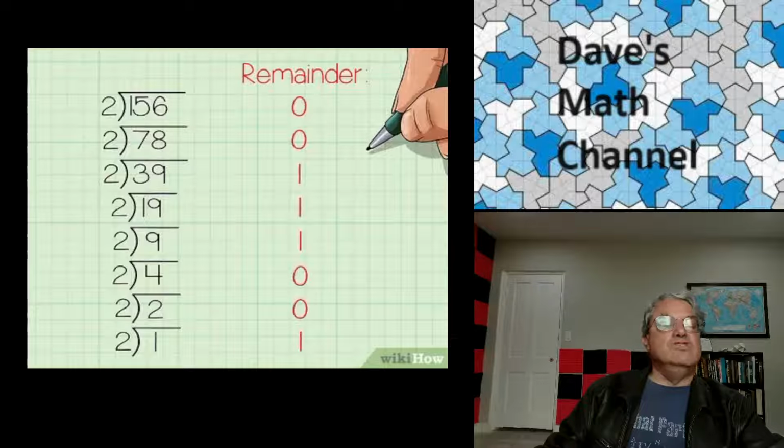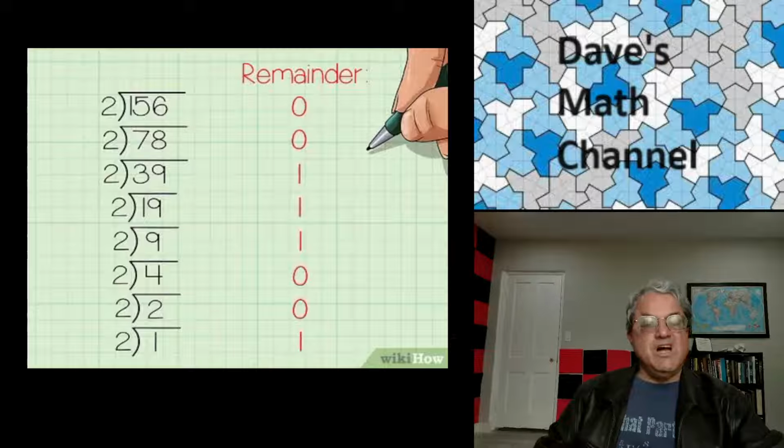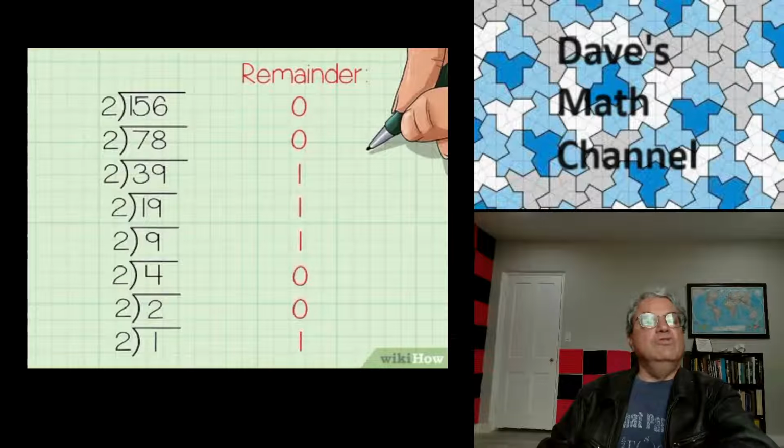And then you divide 4 by 2, you get 2. That's even again, so you write a 0. And then the last number is 1, and you write a 1, and you're done. So if you wanted to write this 156 in binary, you have to go from the bottom up. It would be 100111100. That's the bottom up algorithm for converting from decimal to binary.